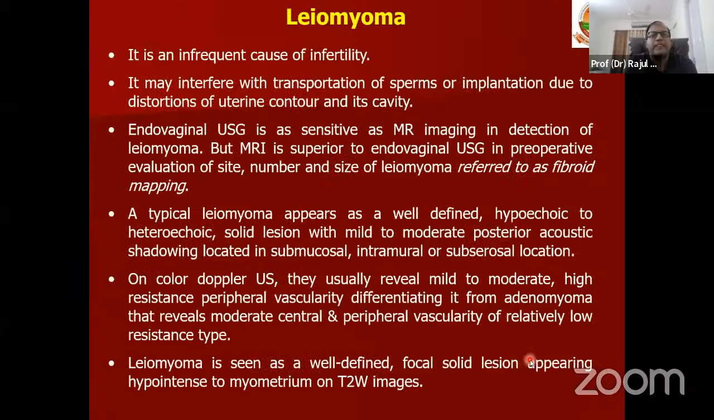So leiomyoma is an infrequent cause of infertility, and theoretically it may interfere with the transportation of sperm or implantation due to the distortion of the uterine contour and its cavity. Endovaginal ultrasound is as sensitive as MR imaging in detection of leiomyoma, but MRI is superior to endovaginal ultrasound in preoperative evaluation of site, number and size of leiomyoma, that is often referred to as fibroid mapping, which is commonly used in this era of laparoscopic treatment.